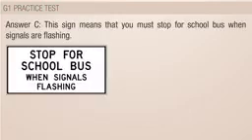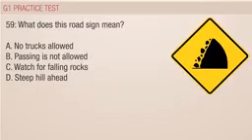Answer C. This sign means that you must stop for a school bus when signals are flashing. Question 59. What does this road sign mean? A. No drugs allowed. B. Passing is not allowed. C. Watch for falling rocks. D. Steep hill ahead.